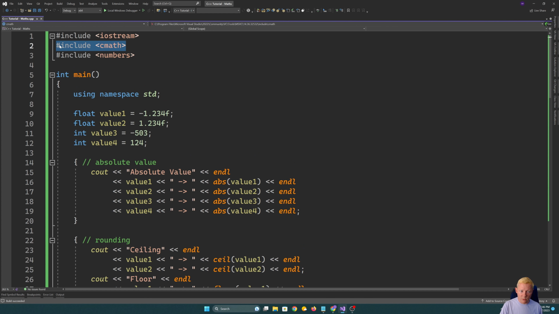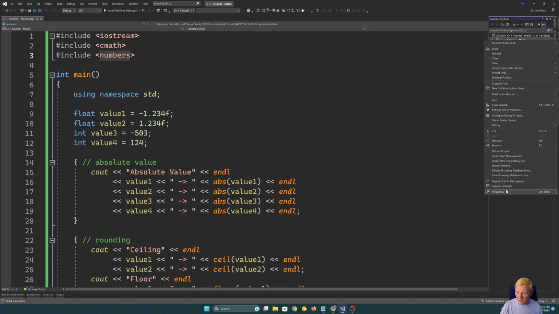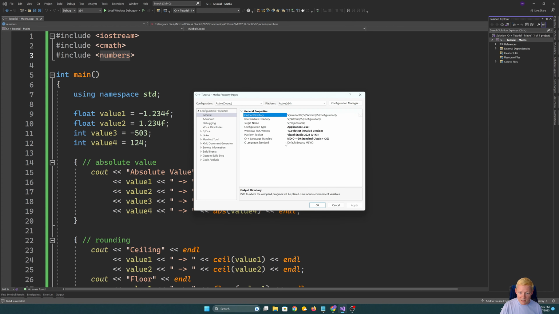file we generally need to include is this one, cmath. If you are wanting to access various mathematical constants, then you want to include numbers. But the thing you might need to do is, in the properties, set the C++ language standard. So things like pi were only defined from C++20 on. So that is something you might need to do.